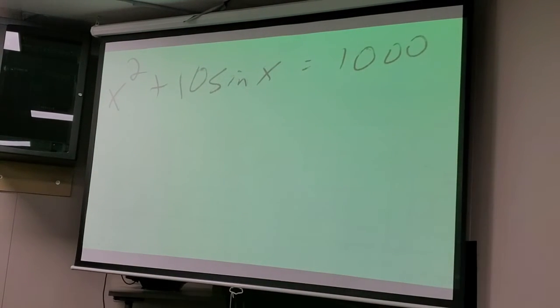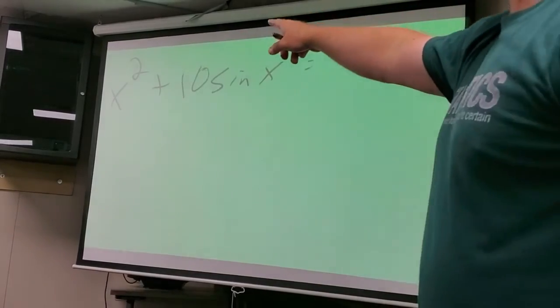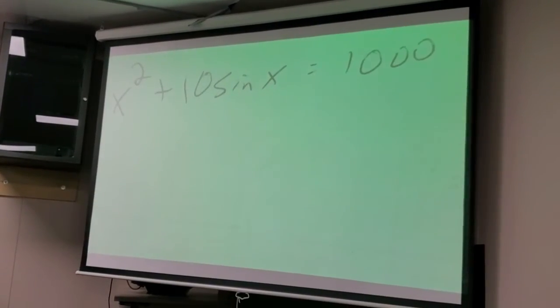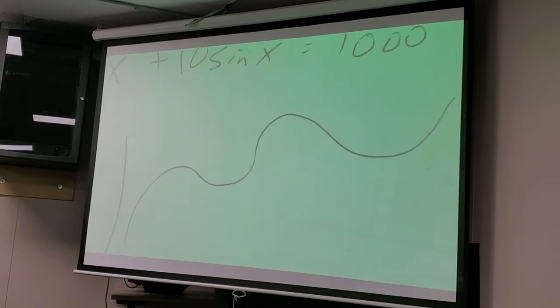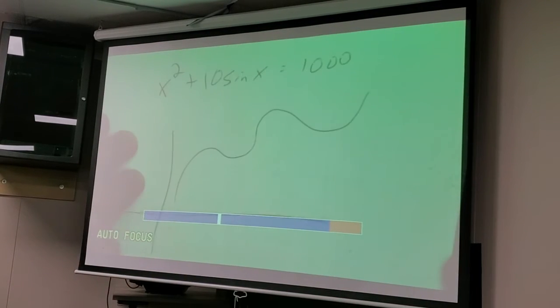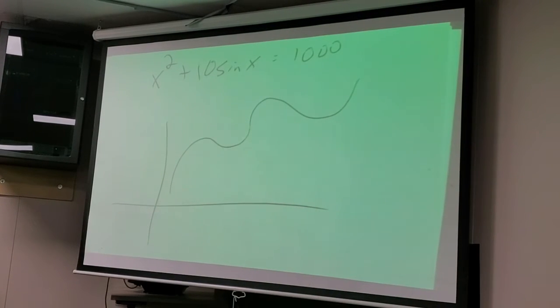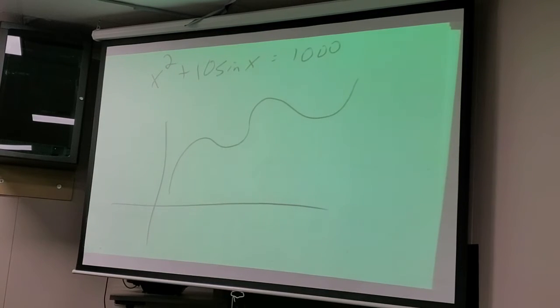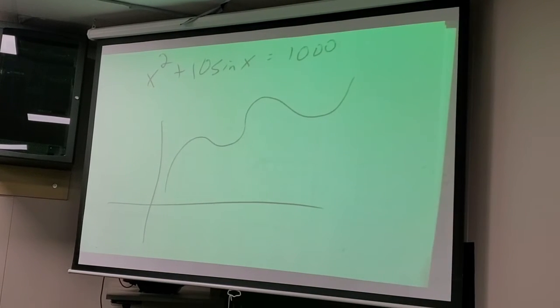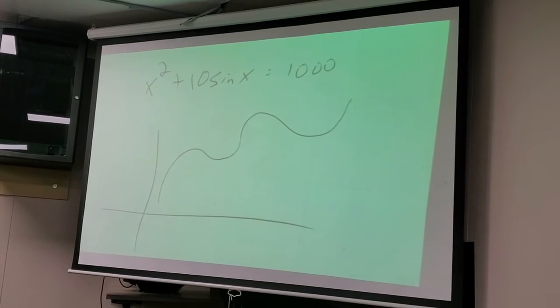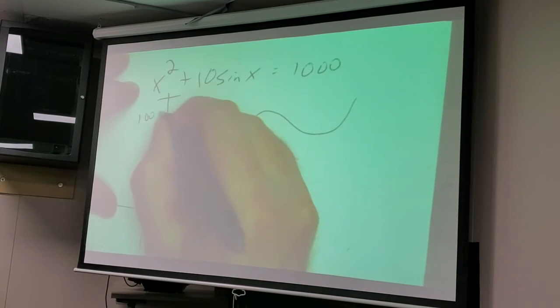If I can find one input, I really want this to make sense. Let me write it like this. So this function, I think it's going to look a little bit like this. I'm zoomed way in. It actually does not matter what it looks like. Can you guys see why it might look like that, roughly? It's still a sine piece, but the x squared is making it grow. You can graph it if you want to, but it's not going to answer the question. I want to figure out, is there a place where the output to this is 1,000?